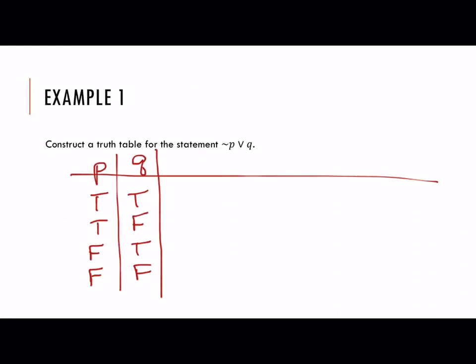So back in this statement, I would do the negation first. So I'm going to make a column and look at the truth value for not P. Remember, we're just considering these 4 cases for P and Q. And then I would move on to the or, and I would look at the truth value for not P or Q.